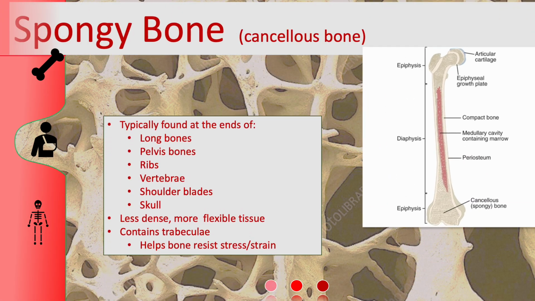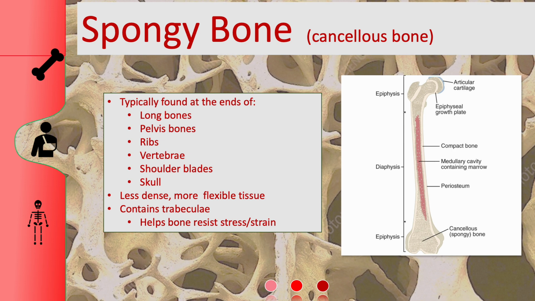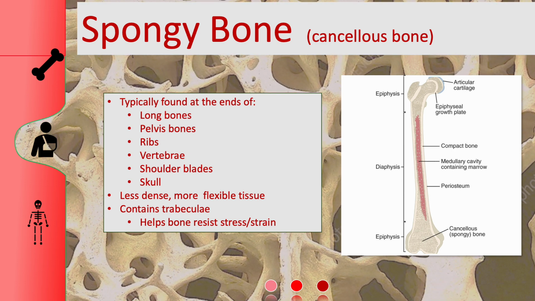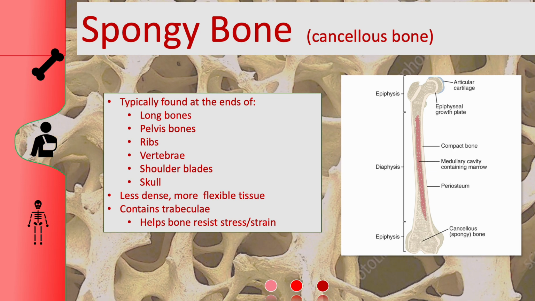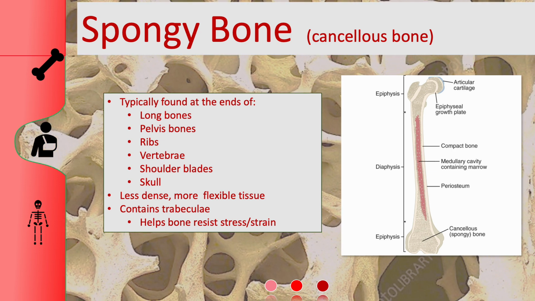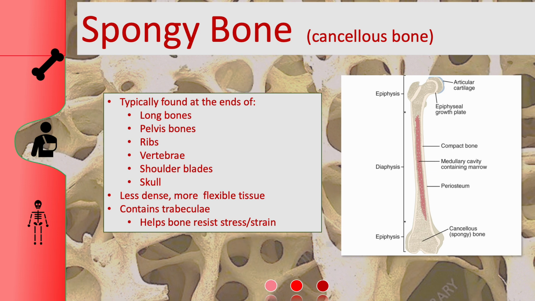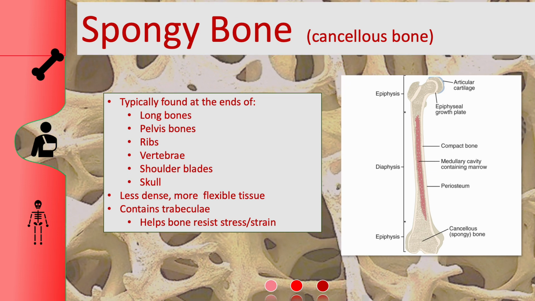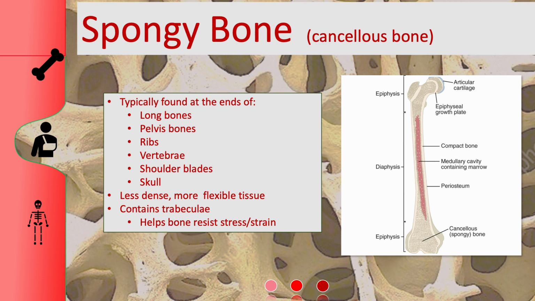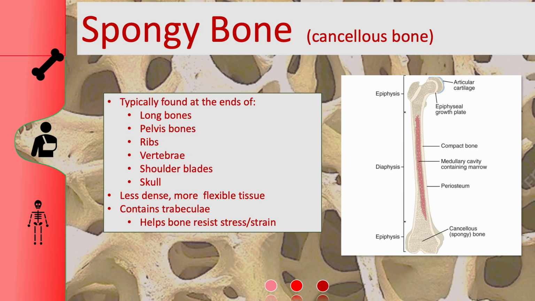The second type of bone tissue is the spongy bone, which is also known as the cancellous bone. Spongy bone is found at the ends of long bones, pelvic bones, ribs, vertebrae, shoulder blades, femur, and skull. This area of tissue is less dense and has more flexible tissue. It contains trabeculae, which are thin rods and plates of bone tissue. They help bones resist stress or strain.